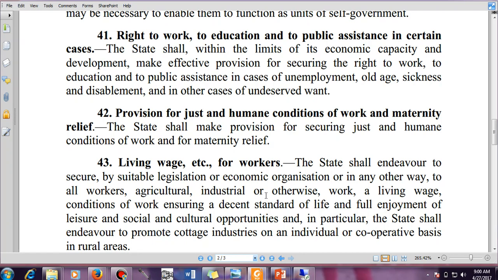That means overall the concept is we have to give minimum living wage to every citizen and workers, and we have to take care of their condition. That means it is given here, we have to have proper legislation so that we can give them living wage, we can support the agricultural worker, the industrial worker and all of them, and we should ensure that they live a decent life. That is the main part, decent life standard.